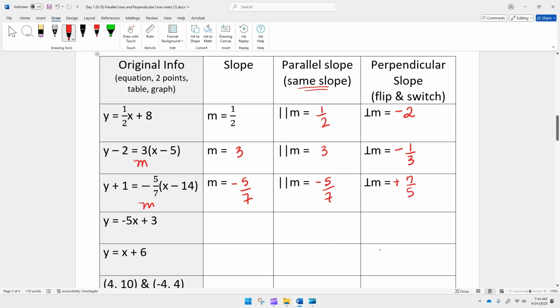Now here's the thing. Both must happen. A lot of times on questions, they like to trick you and flip the fraction, but they won't switch the signs. Okay? It must be a flip and a switch. Okay?